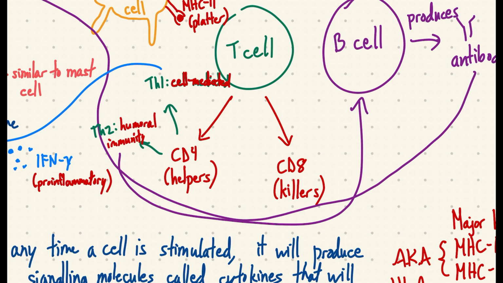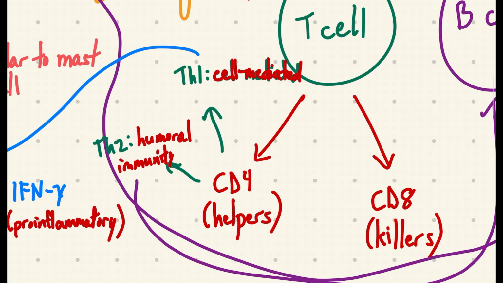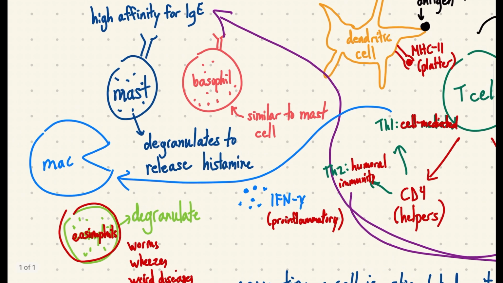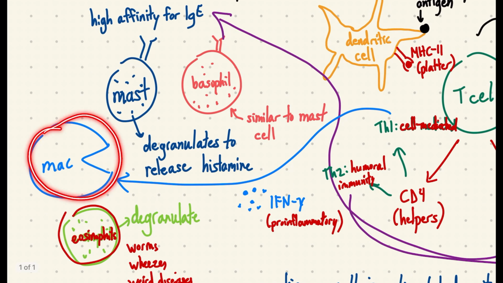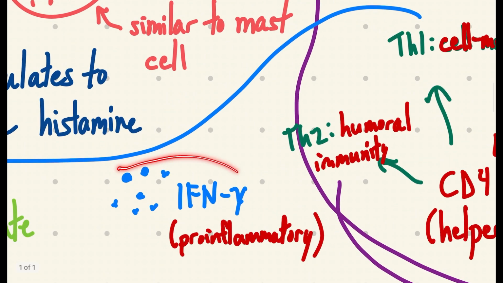And so I want to kind of break off here. I think it is important that you know these two types of helper cells, CD4 helper cells specifically. We have Th1 and we have Th2. Th1 is cell-mediated immunity. So these T helper cells help macrophages. They will stimulate macrophages to basically go and eat pathogens. This is your type 4 hypersensitivity response. On top of that, these Th1 cells will release something called IFN gamma, which is like the cell signaling molecule.